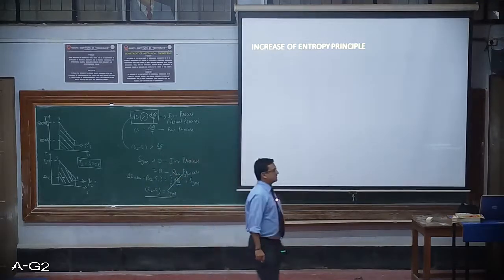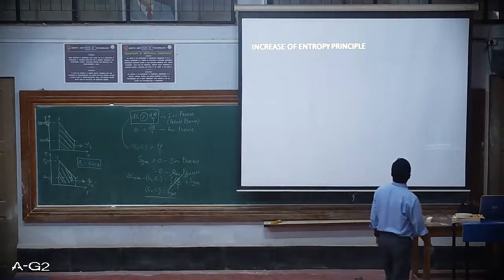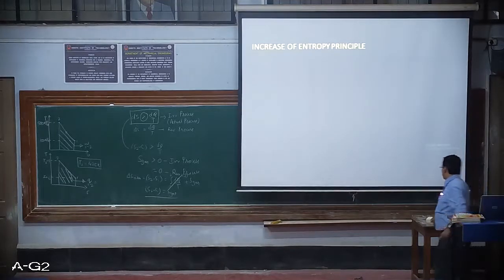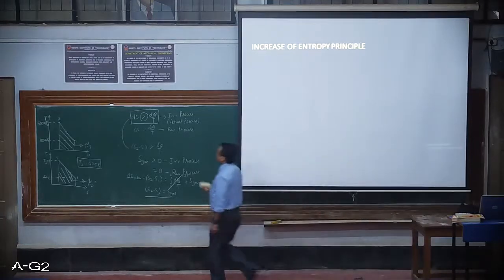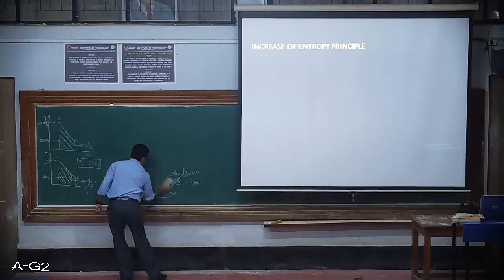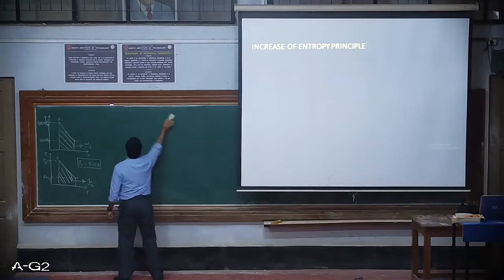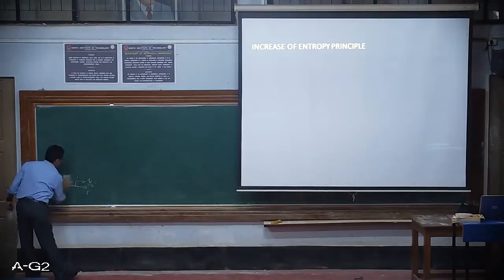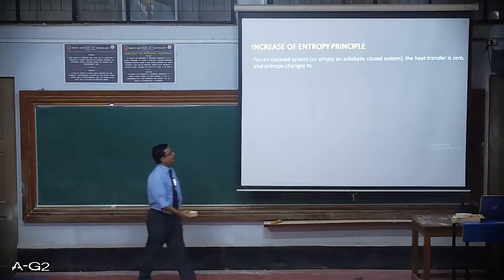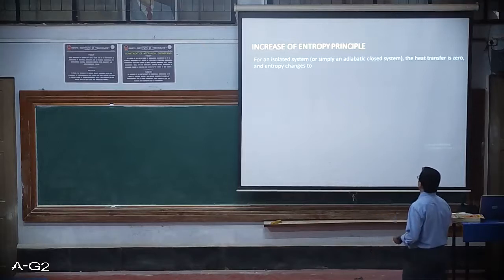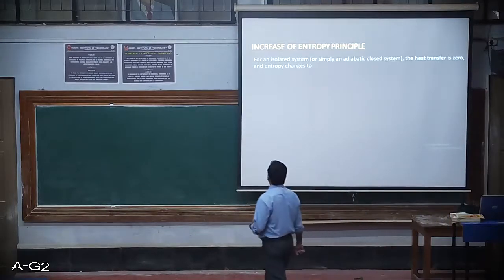Next, let us understand what exactly you mean by increase of entropy principle. So with the help of the previous concept, that entropy generation, how it leads to the increase of entropy principle. See that. Now if you consider an isolated system or simply an adiabatic closed system, the heat transfer for that is 0 and the entropy change is to be determined.